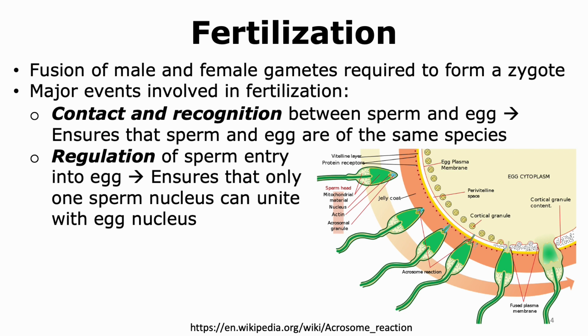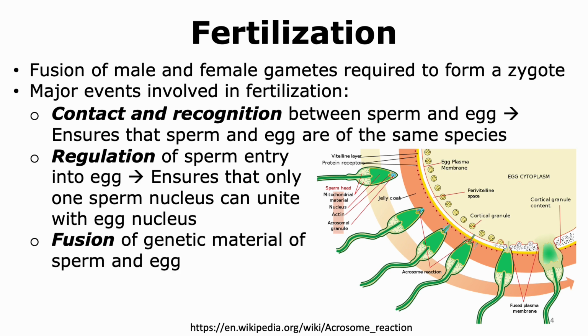The next event is the regulation of sperm entry into the egg. During this process, the egg has to ensure that only one sperm nucleus can ultimately unite with the egg nucleus, and thus polyspermy has to be prevented. Polyspermy is when more than one sperm enters the egg, and in such situations, we will not end up with a diploid organism. Thus, the regulation of sperm entry into the egg is an important process.